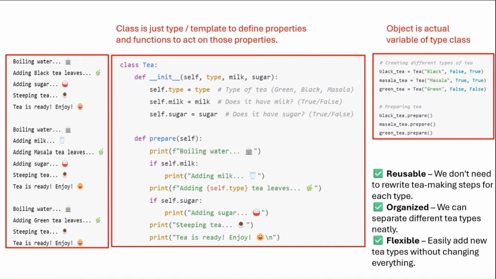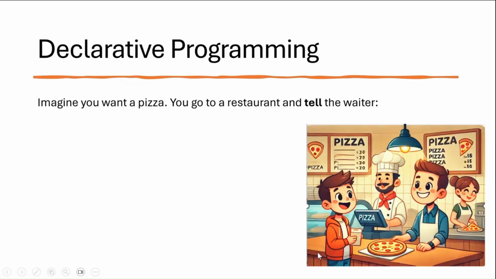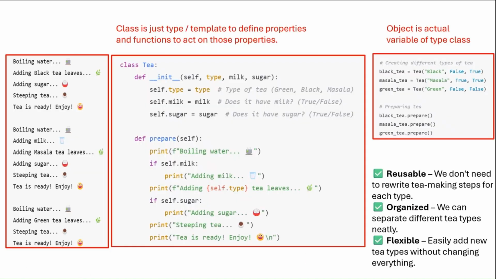Now you can see that the code becomes very reusable. We don't need to copy the code for each type of tea. It is organized, neatly separated for different types of teas. It is flexible. If you want to add one more type of tea, it can be easily added by just creating an object of tea, let's say herbal instead of green, and defining some logic changes here. So that is object-oriented programming. We'll understand object-oriented programming in much more detail in upcoming videos.